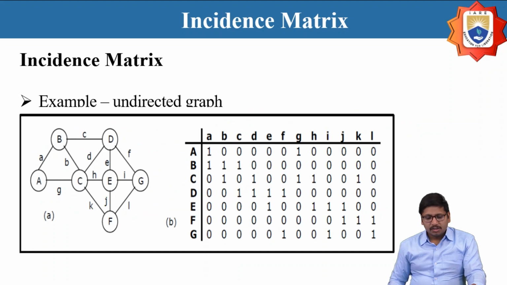The incidence matrix in the case of an undirected graph is also the same, but the -1s are not going to appear.